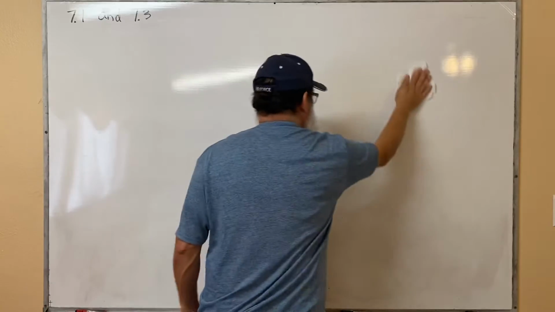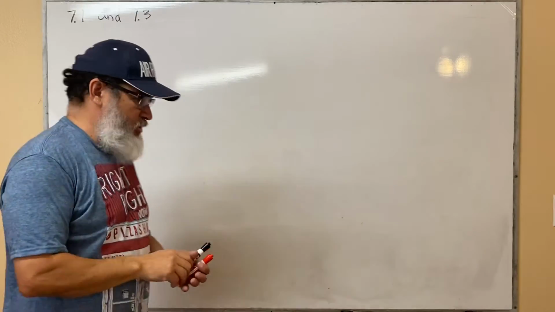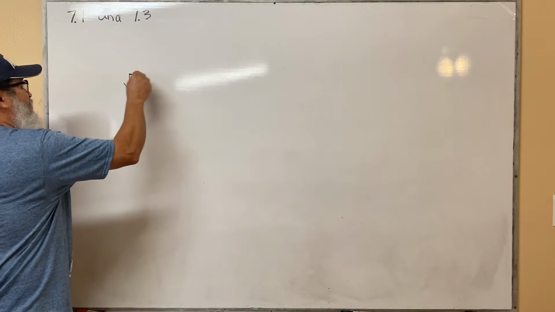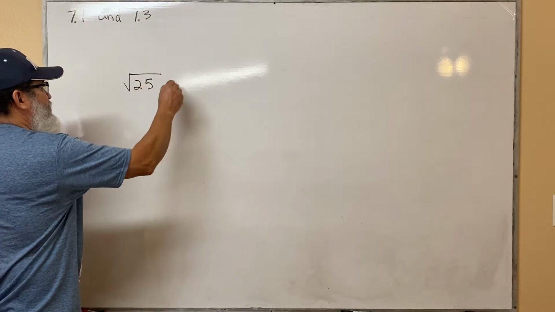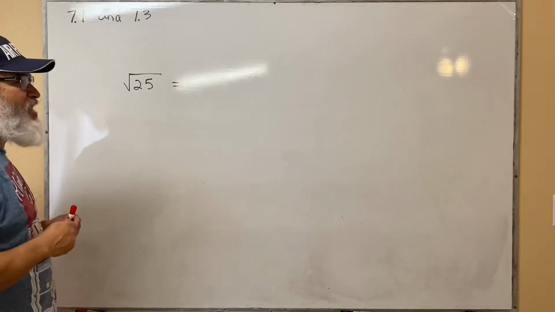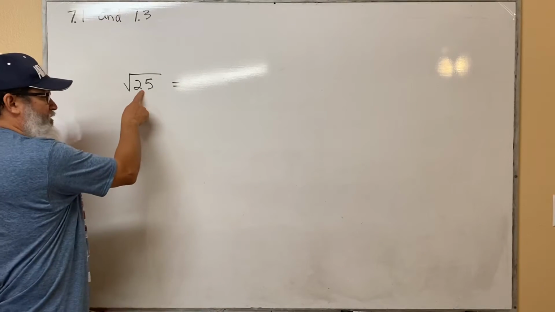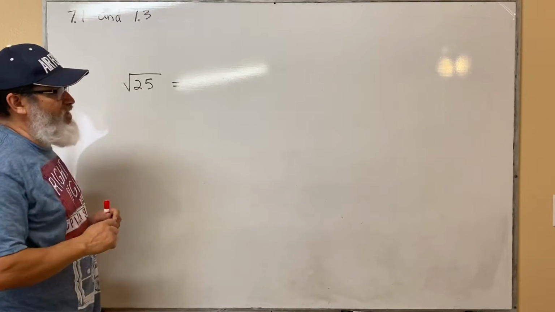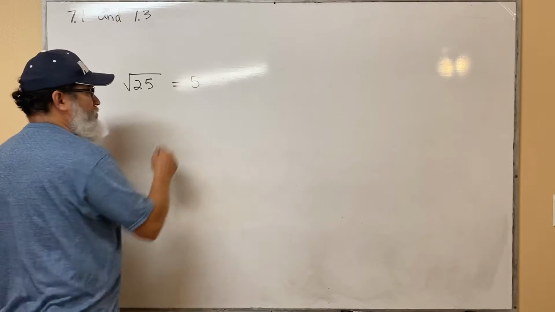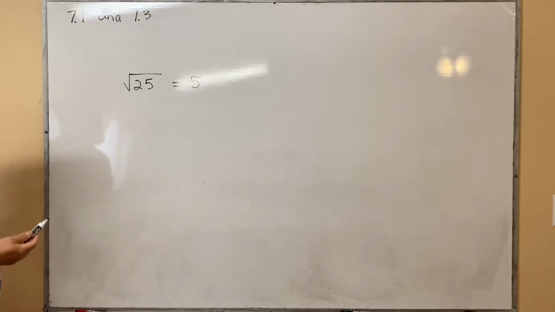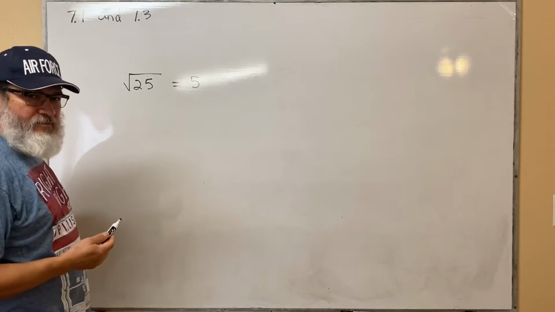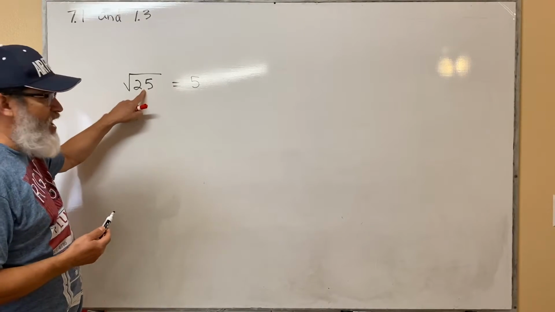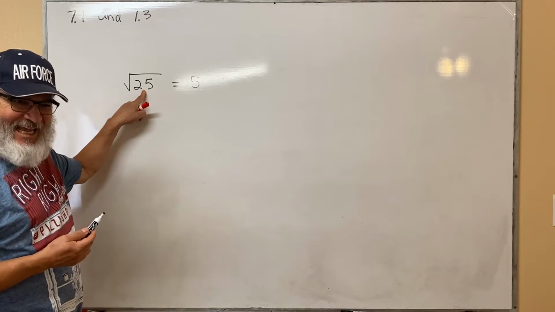Okay, so now, here's another one. The square root of 25. What we're looking for is a value such that when squared, you get 25. What value squared equals 25? The answer is 5. No problem. When you square this 5, you get 25. By the way, this is called the root. 25 is called the radicand.